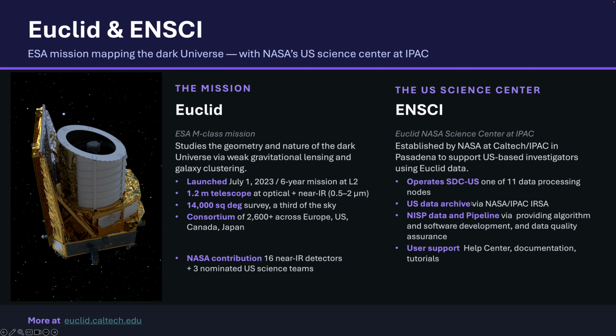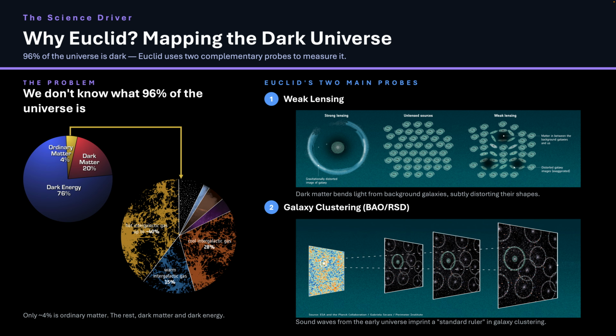Euclid has 2 main archives, one at ESA and the other one here at NASA IPAC IRSA. At ENSCI, we also provide algorithms and software development for calibration of the NISP data, and we also offer a help center. So if there are any questions with Euclid data, you can go to our website, euclid.caltech.edu, and ask your questions, submit a ticket that comes to us. We also provide documentation and tutorials about Euclid.